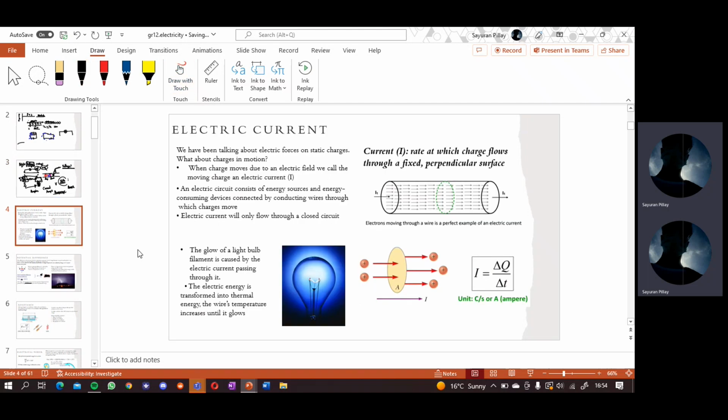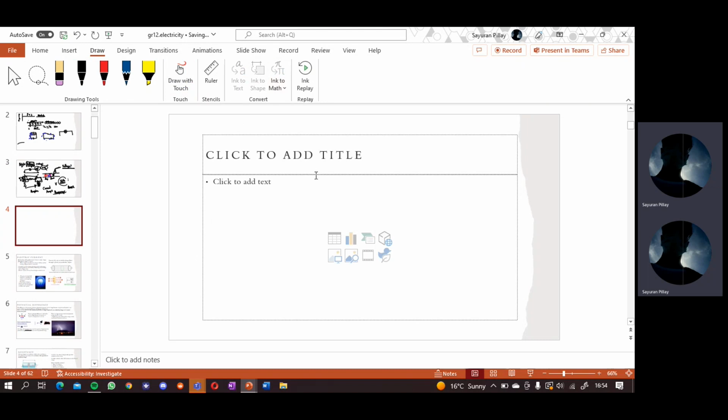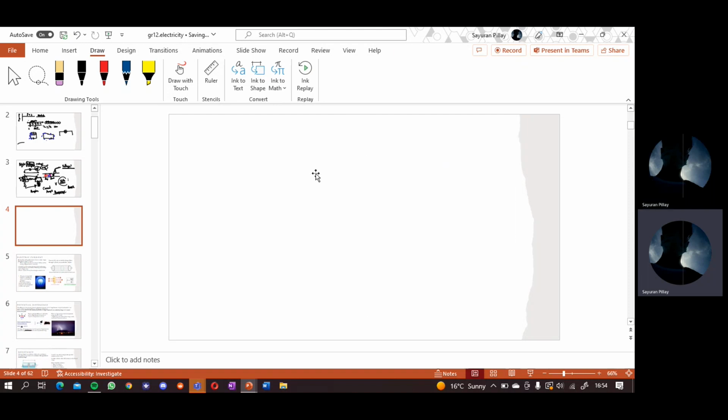Okay, so now let's talk about resistance, okay? The third electrical quantity that's important to you right now. We spoke about voltage. Let's look at resistance.